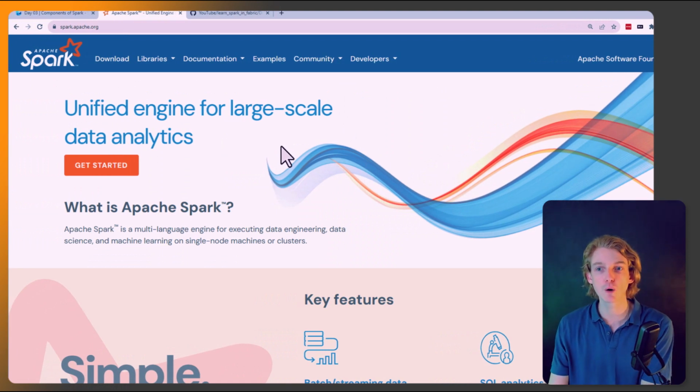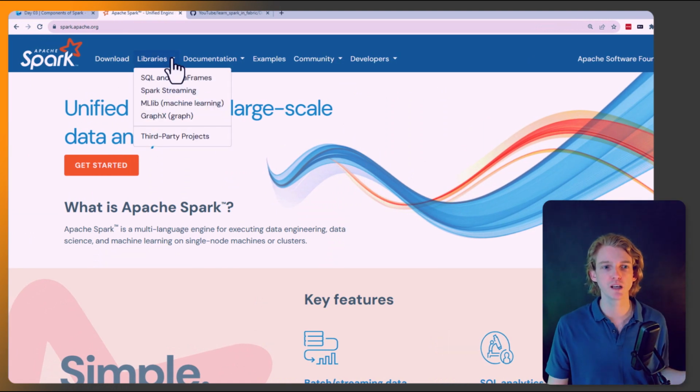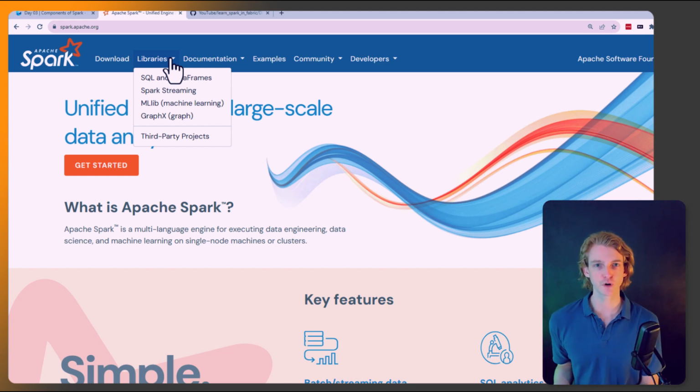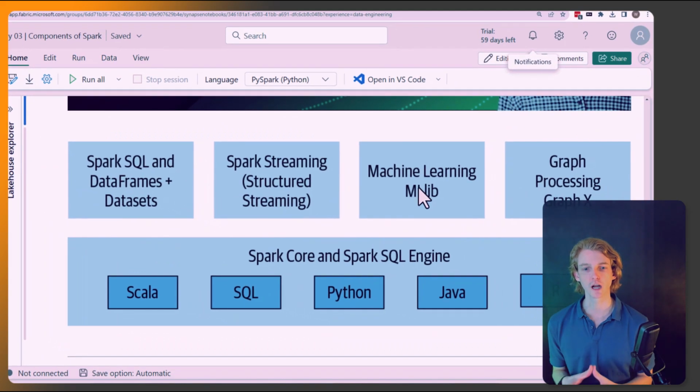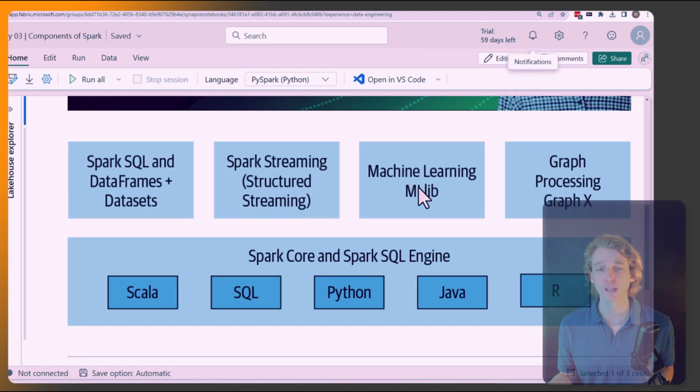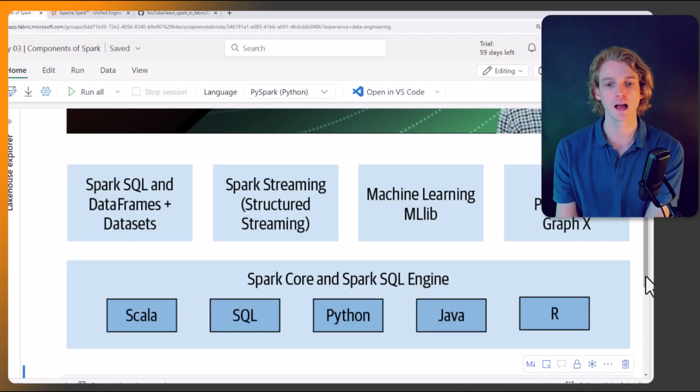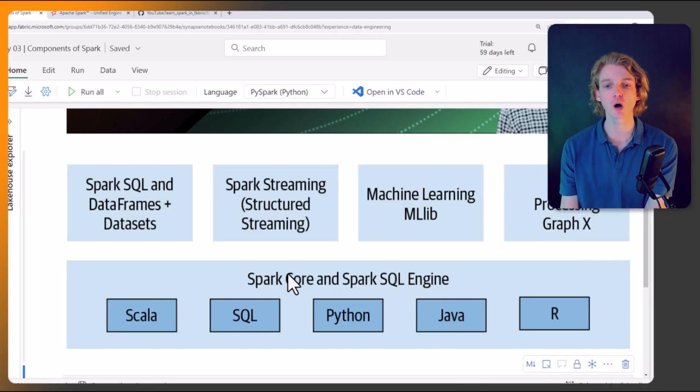If you go onto their website, you can see that it's broken into various libraries. We've got the SQL and DataFrames section of the API. We've got Spark Streaming, MLlib for machine learning, and GraphX. I'm going to be talking you through this little diagram here and explaining how each of these works and how we can use each of them in Fabric. Across the bottom, you can see we have Spark Core and the Spark SQL Engine.